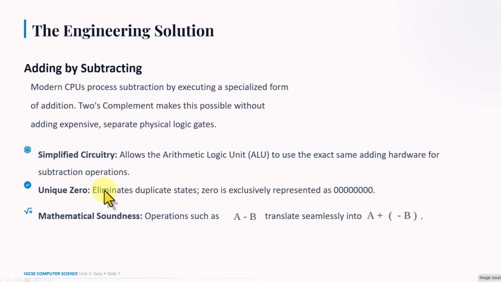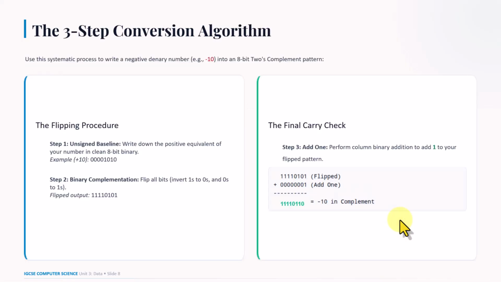And a unique 0 eliminates the duplicate 0. 0 is exclusively represented as 0 0 0 0 0 0 0 0, okay. And mathematical soundness: operations such as a minus b translate seamlessly into a plus negative b. So we have the negative b, and in order to perform this subtraction, we can just do that addition. Again, we do not need two different hardware parts.